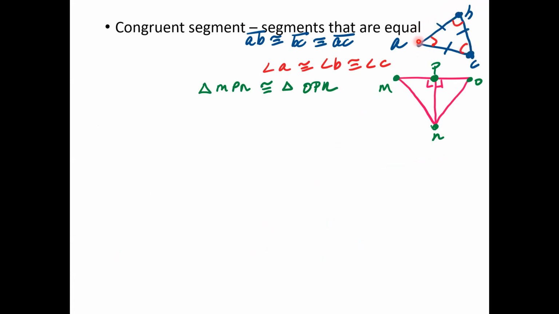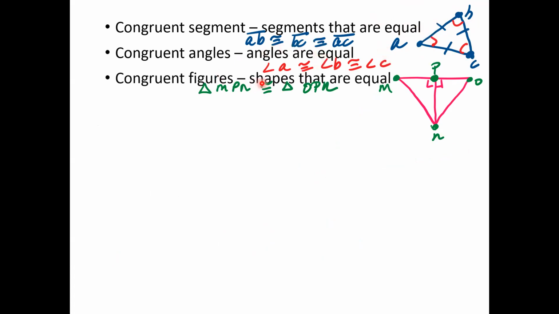Congruent segment is basically the sides of a triangle. Okay, it has two dots at the end. Do you see that right here? Okay, this right here is called a congruent segment. Congruent angles means that the angles are equal. Congruent figures means shapes that are equal.